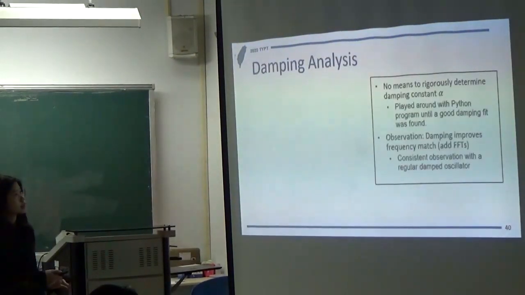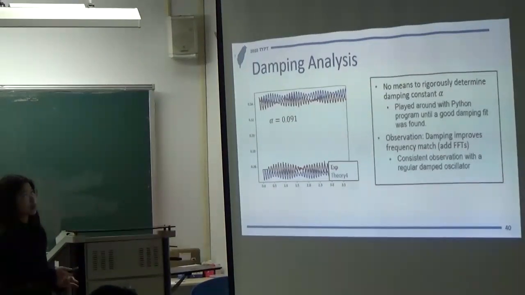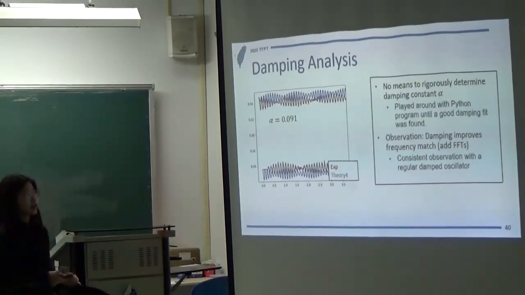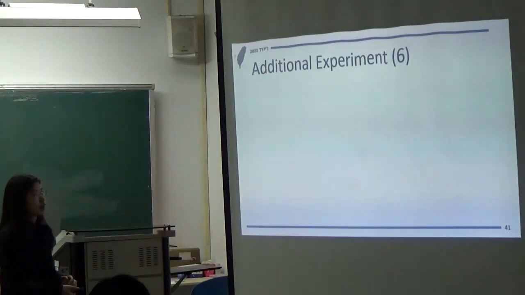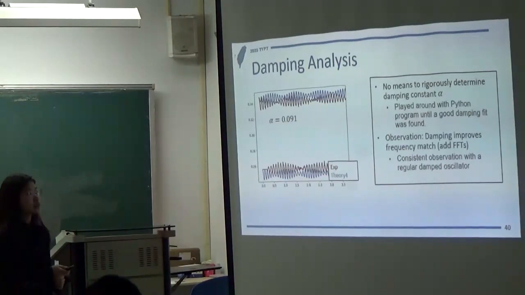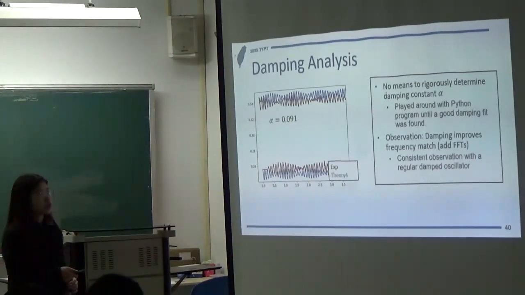And so damping analysis. There's no means to rigorously determine the damping constant alpha. We played around with the Python program until a good damping fit was found. And we observed that damping improves frequency match as we add FFTs. And so that's consistent with a regular damped oscillator.